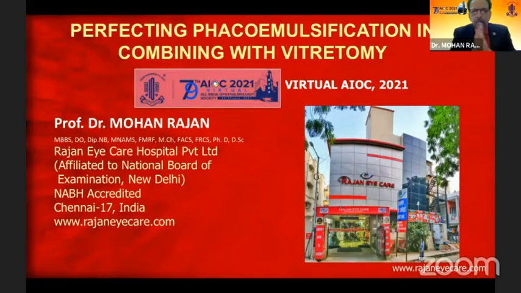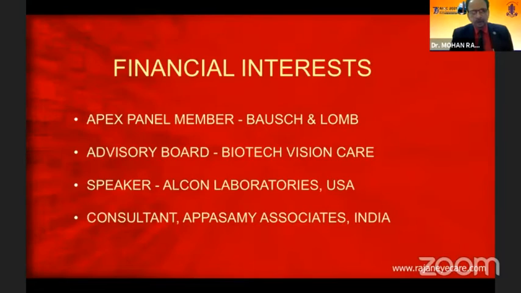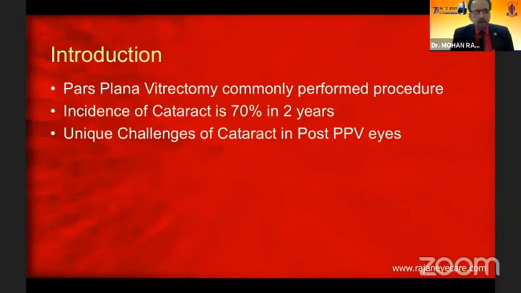I'm going to talk to you in the next few minutes about perfecting phacoemulsification when combined with vitrectomy, and probably in vitrectomized eyes as well, because Gajendra Chawla is also talking on a similar topic. I thought I'll modify my talk a little bit. As you know, pars plana vitrectomy is a commonly performed procedure. The incidence of cataract is about 70% in 2 years.